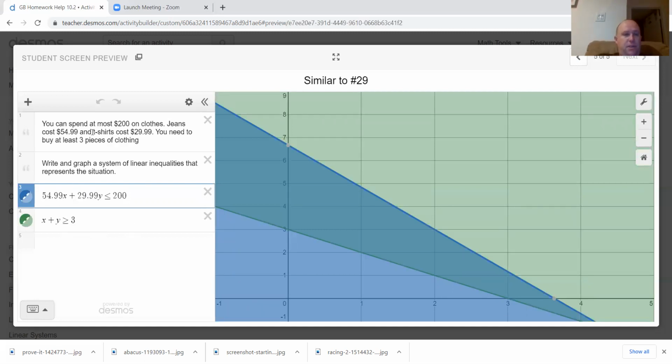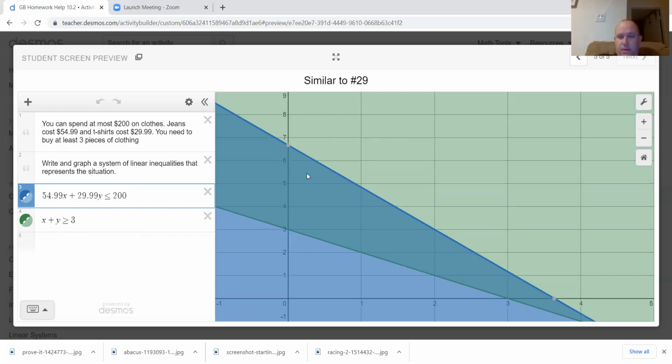The total amount of jeans and the total amount of t-shirts must be at least 3. Now that actually means the opposite. That means greater than or equal to. So I can buy 4 if I want to, or if I can afford 4. But certainly I've got to have at least 3. So X plus Y is greater than or equal to 3. And then it draws this picture for us.